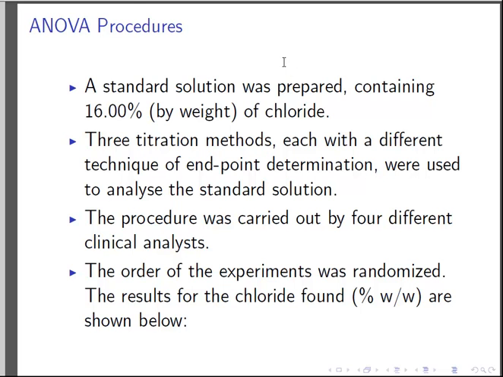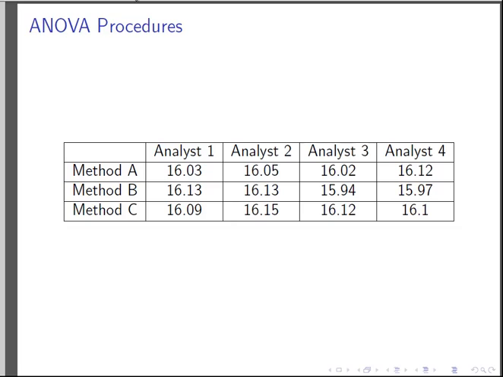There are our results. Our first factor is method, A, B, C are the levels, and our second factor is the analysts: analyst 1, analyst 2, analyst 3, analyst 4. So what we're going to do is set this experiment up in R. Let's go to R here shortly.